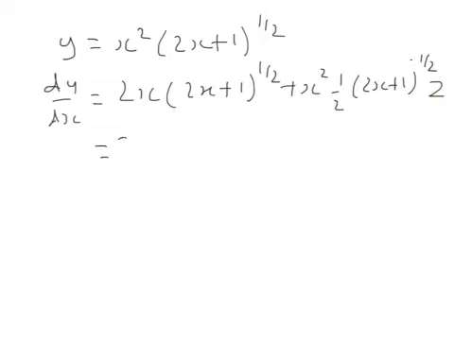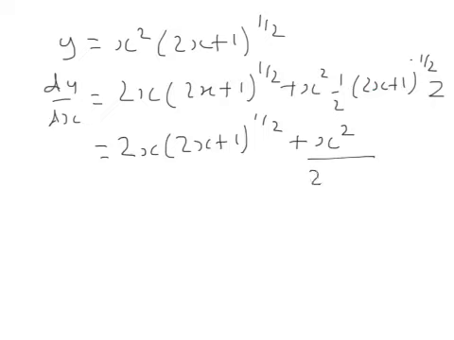So altogether that's 2x plus 1 to the power half, plus x squared over 2x plus 1 to the power half. This question doesn't ask you to simplify it. You could simplify, but that answer there will give you full marks.